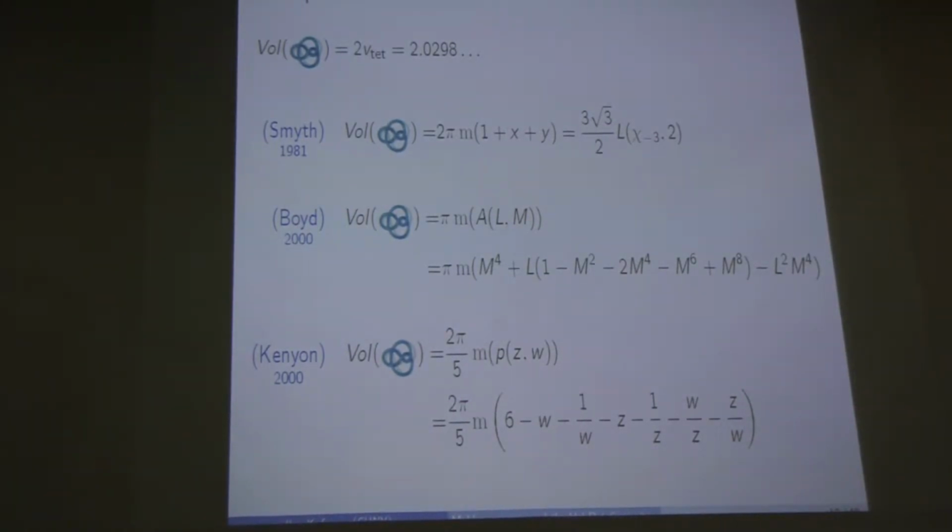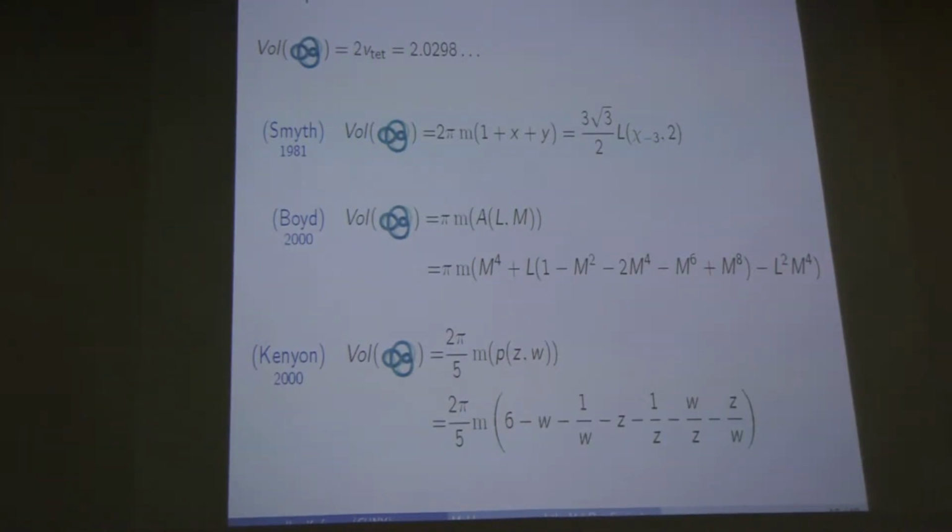Boyd, following up on Smith's work, showed that π times the Mahler measure of the A-polynomial of the figure 8 knot is giving you the volume. And he showed this is true for many other A-polynomials of one-cusp hyperbolic 3-manifolds, but not always. So this is one of those situations that happens often, but not always.